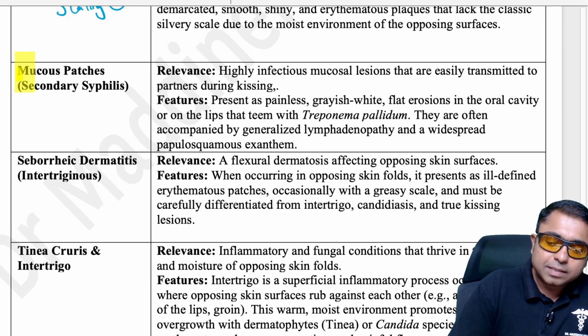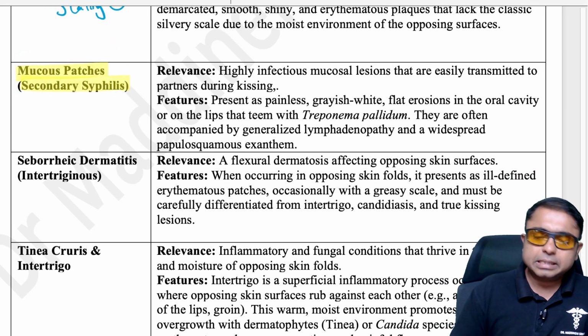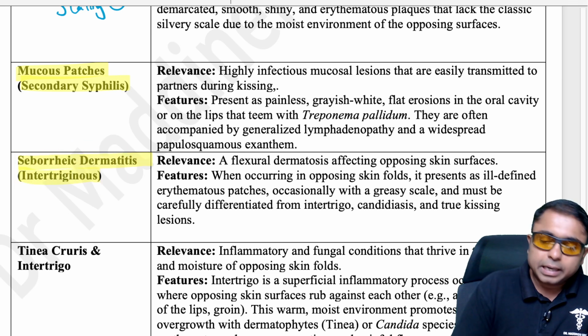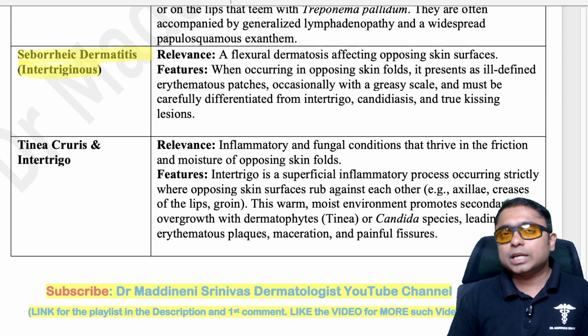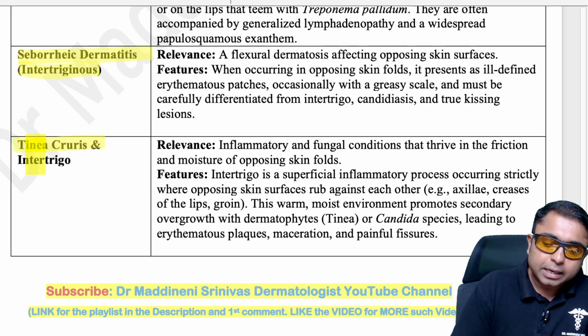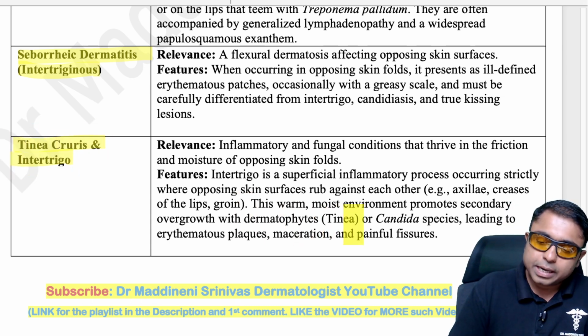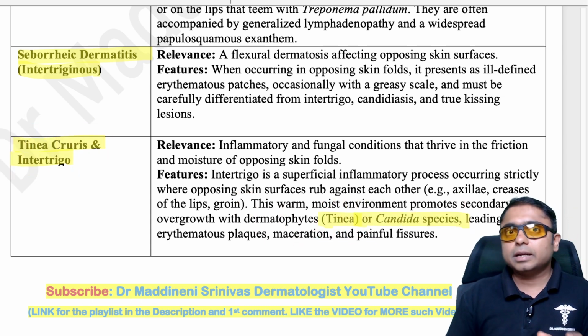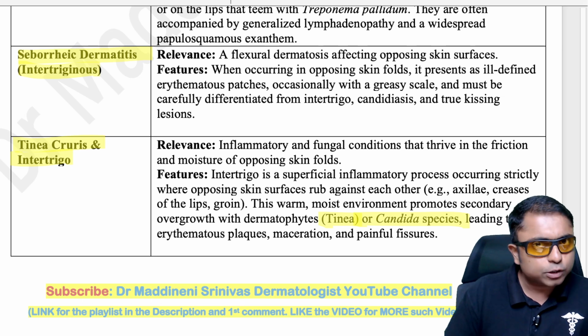Next, secondary syphilis, mucous patches can be seen. Okay, seborrheic dermatitis can affect the intertriginous areas, where we are going to see yellow greasy scaling. Okay, tinea cruris and intertrigo. So here we can see tinea or candida involvement affecting the flexural areas.